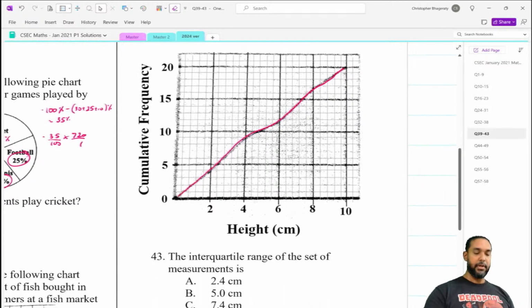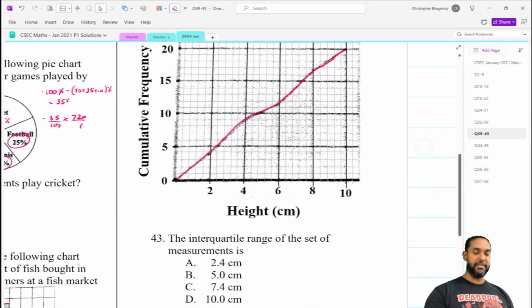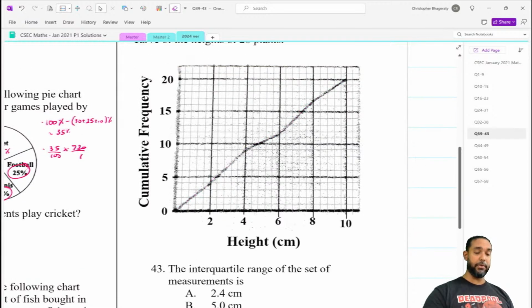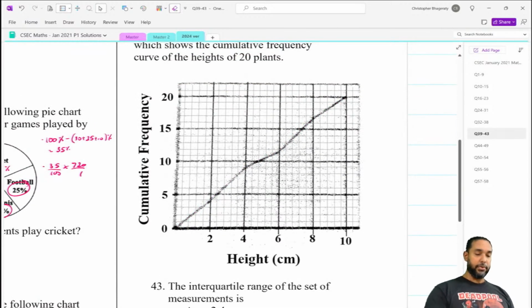The interquartile range of the set of measurements is the upper quartile minus the lower quartile. So you have 20, right? The lower quartile, 1/4 of 20, is 5. Read down from there. And then for 15, the upper quartile, it's the 3/4.